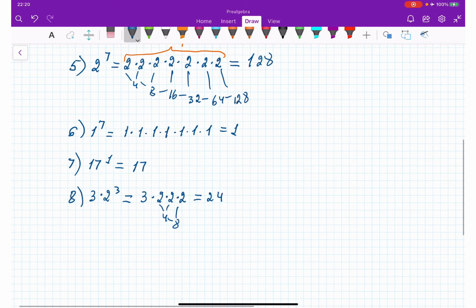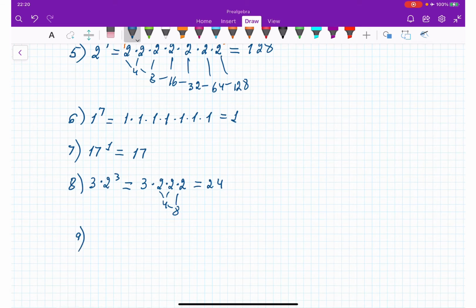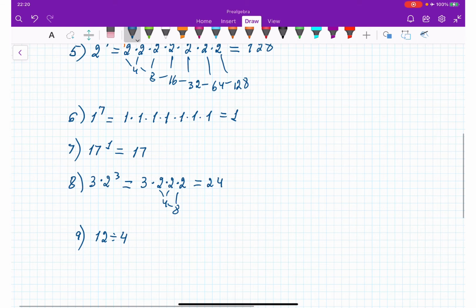Number 9, 12 divided by 4 times 3 plus 2. Okay, we need to simplify. So here we have to go through order of operation, right? To know which one we do first, which one we do second. For order of operation, let me write down here.